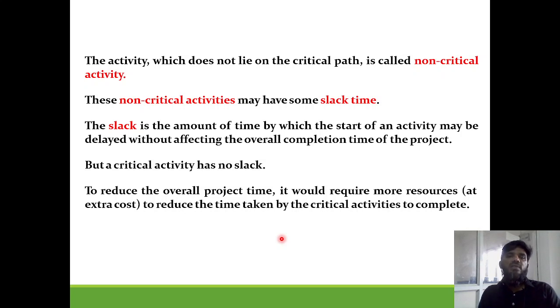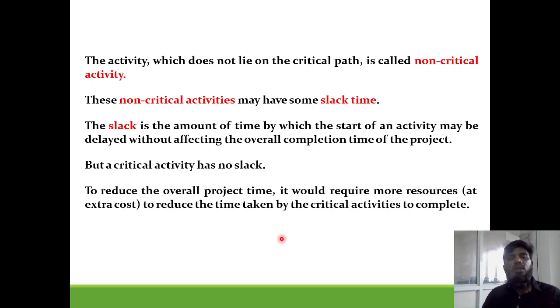The activity which does not lie on the critical path, that is, you have taken the longest path which is the shortest time consuming, and if an event is not present on that path, it is called a non-critical activity. It means even if it happens or does not happen, we do not bother much. These non-critical activities may have some slack time, meaning some time which is not needed, because of which there is some delay happening.